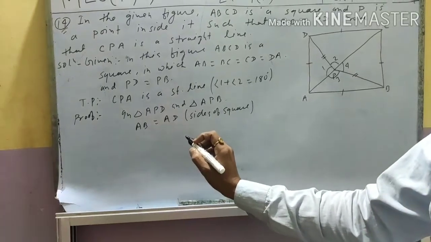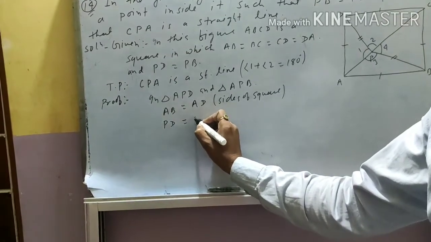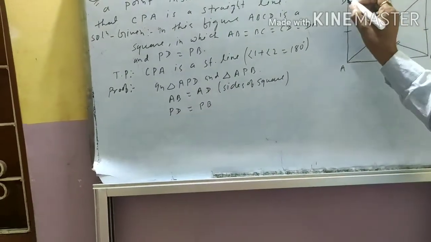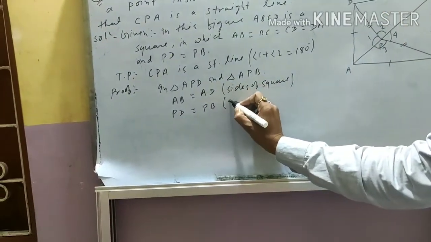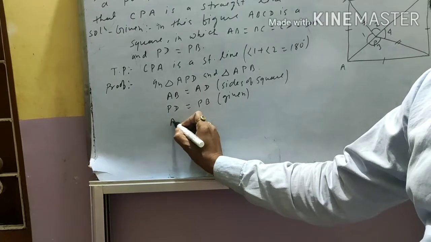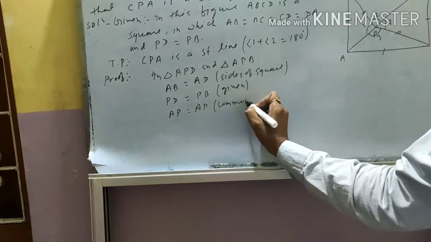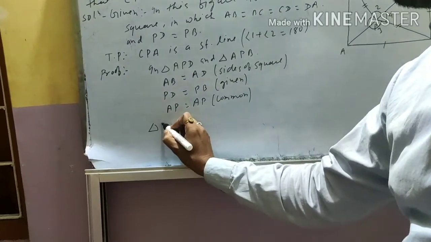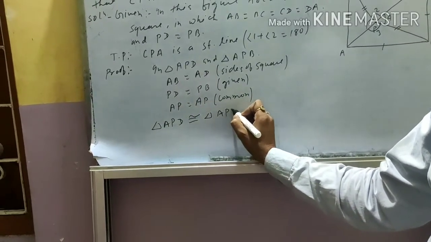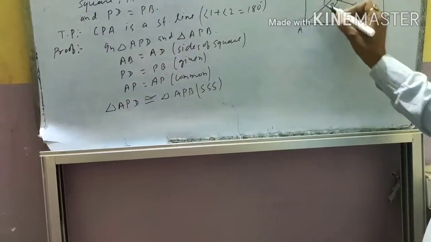Second, PD is equal to PB. This information is given. Third, AP is equal to AP, common. So triangle APD is congruent to triangle APB. The reason is SSS criteria. These two triangles are congruent.